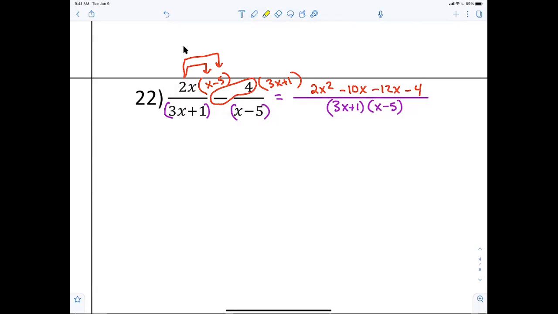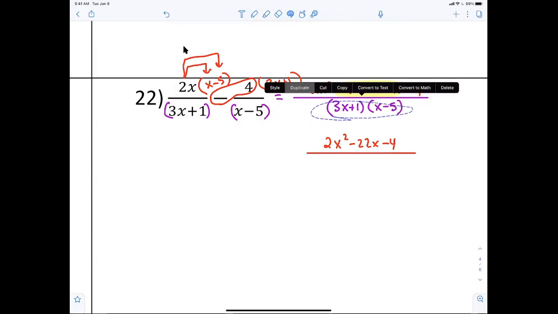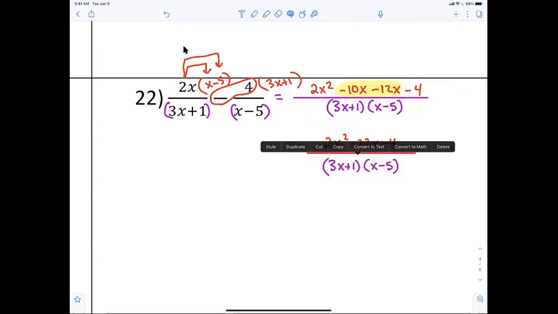Then, as we were saying earlier, you always combine or simplify if you can. 2x squared minus 22x minus 4. You combine the -10x. And there you have it. Nothing to it.